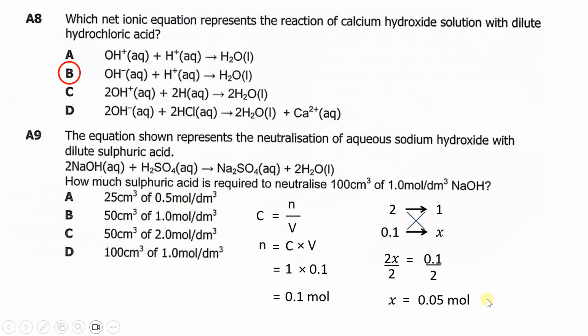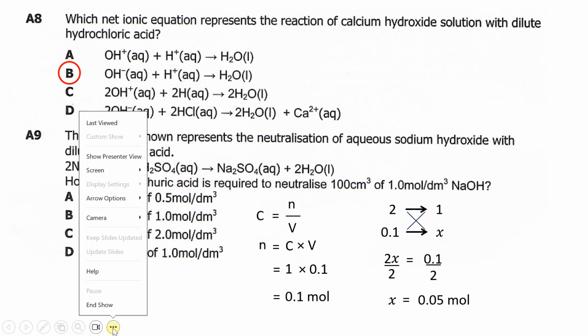So now you discover that these are the moles of sulfuric acid that will be required to neutralize 0.1 moles of sodium hydroxide. Now if these are the moles, what volume and concentration will give us this? So now we'll start multiplying each one of them. This is what you now have to go through.